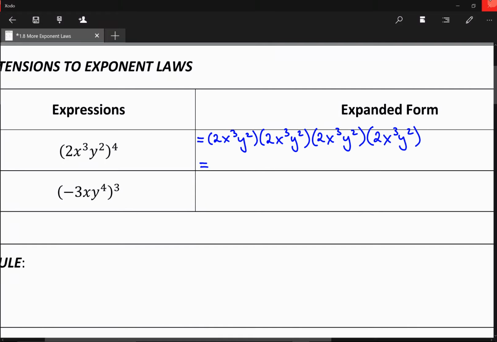If I separate the 2's, the x's, and the y's, it looks like this. If I have a 2, put that in brackets. How many 2's do I have? I have 1, 2, 3, 4, so 2 to the power of 4. And then I'm going to write x cubed. How many x cubes do I have? 1, 2, 3, 4 again. And the y squareds, how many y squareds do I have? Again, I have 4 of those. Interesting, huh?